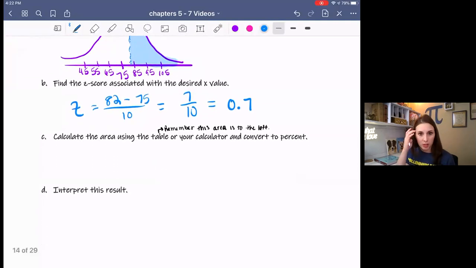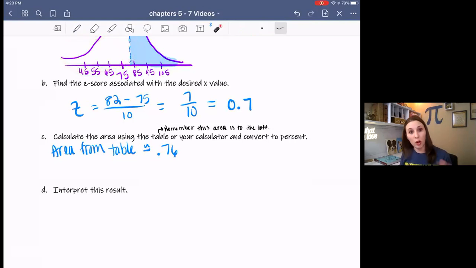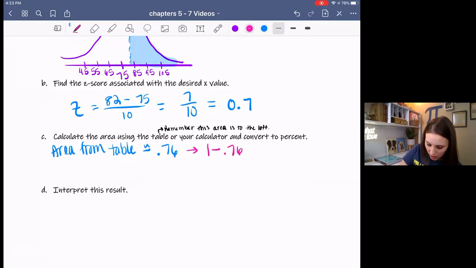Okay, if you used the table from your textbook, then you would have found that the area associated with a z-score of 0.7 is about, let me write this down, area from the table, we get about, I'm rounding, 0.76. So that's 76%. But remember that the area from the tables represents the left side. So we have to do one more step if we're going to use our table. Since we actually want the area to the right, we need to use the complement. And we get about 0.24, which is 24%.